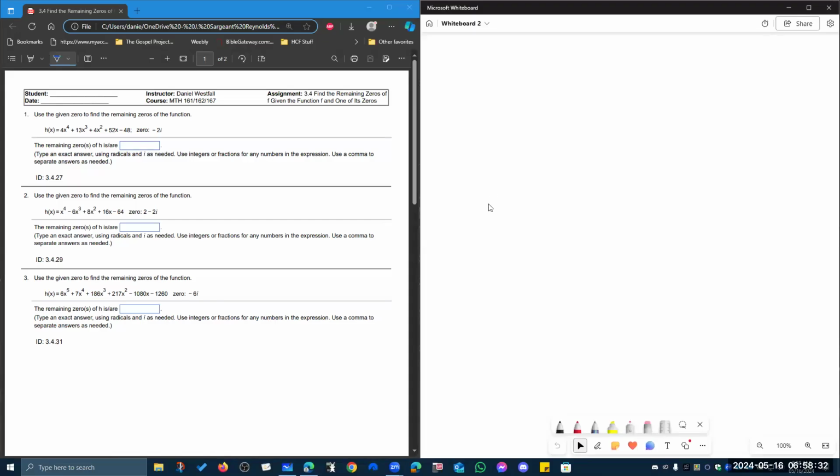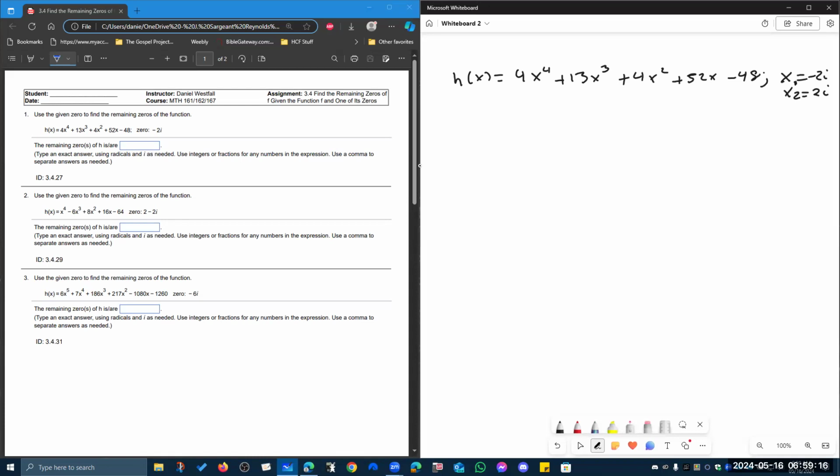In this video, we're going to find the remaining zeros of f, given the function f and one of its zeros. Let's go ahead and look at h of x is equal to 4x to the fourth plus 13x to the third plus 4x squared plus 52x minus 48 with the given zero, x equals negative 2i. We know immediately that there also has to be the second zero, x equals positive 2i, which is the complex conjugate of the given zero.